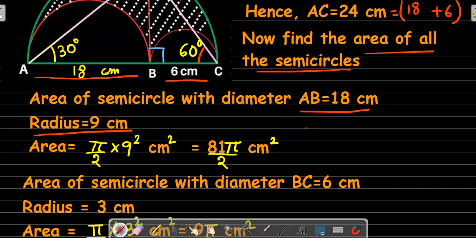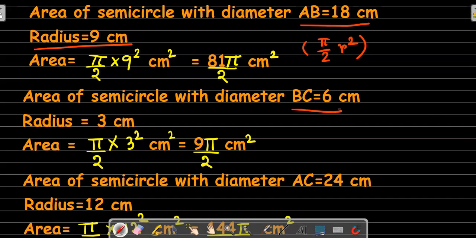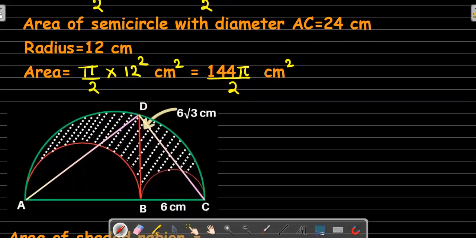So I hope you know the area of a semicircle is equal to pi by 2 r square, where r is the radius of the semicircle. Now the area of the semicircle with diameter BC, that is 6 centimeters. So its radius is 3 centimeters. Hence area is pi by 2 into 3 square, that is 9 pi by 2 centimeter square. Now the area of the semicircle with diameter AC equal to 24 centimeters. Its radius is 12 centimeters, because I hope you know that radius is equal to half of the diameter. Area is equal to pi by 2 into 12 square, that is 144 pi by 2 centimeter square.